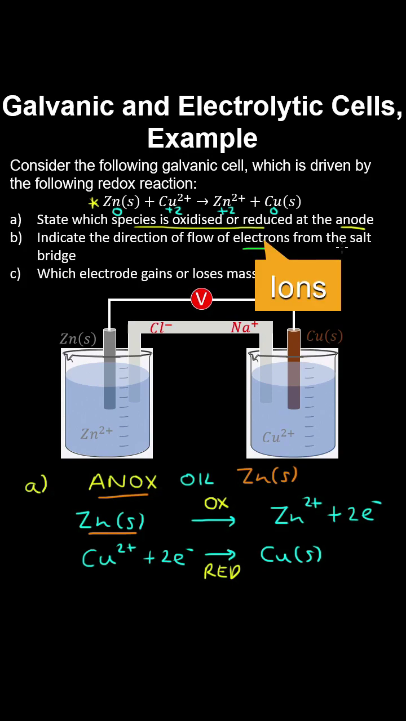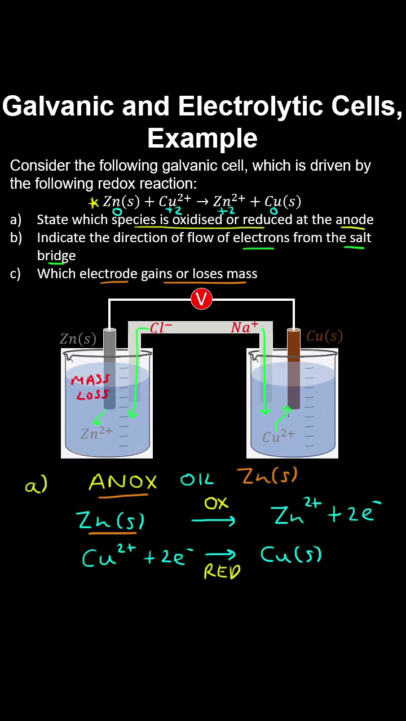Indicate the directional flow of ions from the salt bridge. Well, given that zinc is being oxidized, you're going to have more zinc cations in the solution, and therefore the chloride ions from the salt bridge flow in this direction to balance the charge. And copper is being reduced to copper solid, so therefore more positive ions flow from the salt bridge in this direction to balance the charge. And which electrode gains or loses mass? Well, zinc is being oxidized, so the electrode loses mass, and copper is being reduced to a solid at the cathode, so this electrode gains mass.